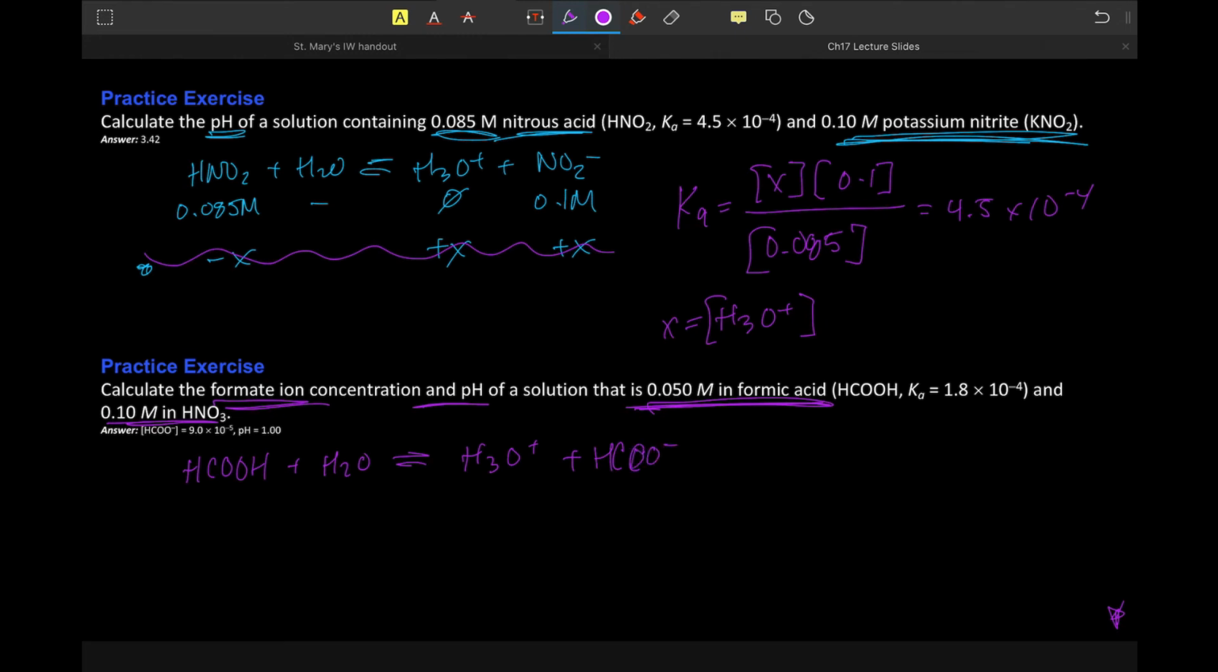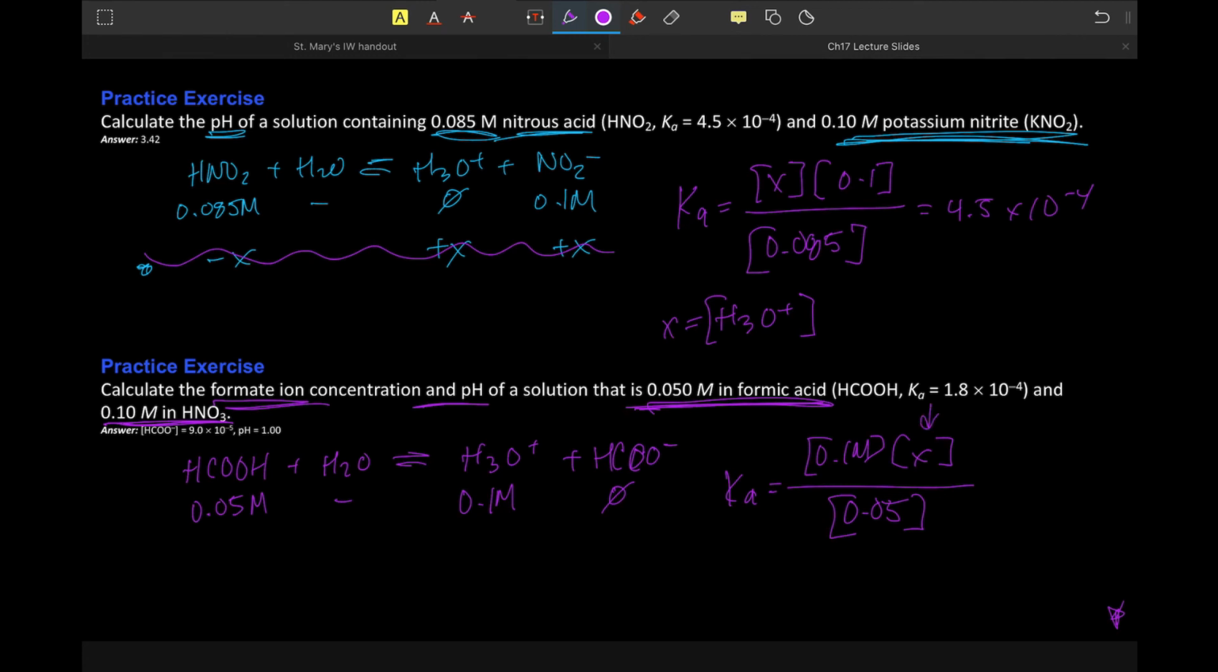COO minus. And let's think about our concentrations. So we have 0.05 molar formic acid, irrelevant. This is that concentration, and that's initially 0. So we have the exact same scenario. We will go ahead and set up our Ka equal to 0.1 molar times our x over 0.05, and then we'll solve for our x, and that will give us our hydronium ion concentration.